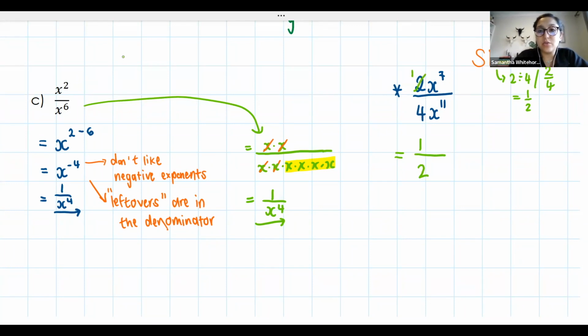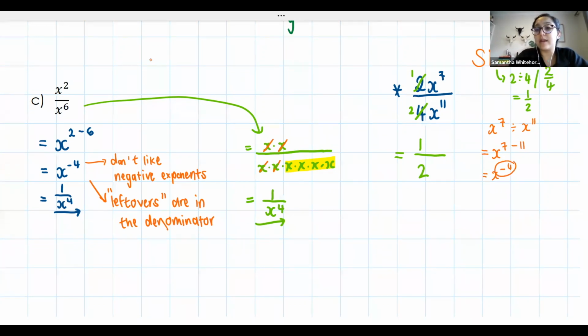2 divides into 2 once and into 4 twice. That's why I've got 1 over 2. But now I need to deal with these variables. So if I look at my variables, I've got x to the power 7 divided by x to the power 11. If I apply my law, I will subtract 11 from 7. So x to the power 7 minus 11. And that gives me x to the power negative 4.